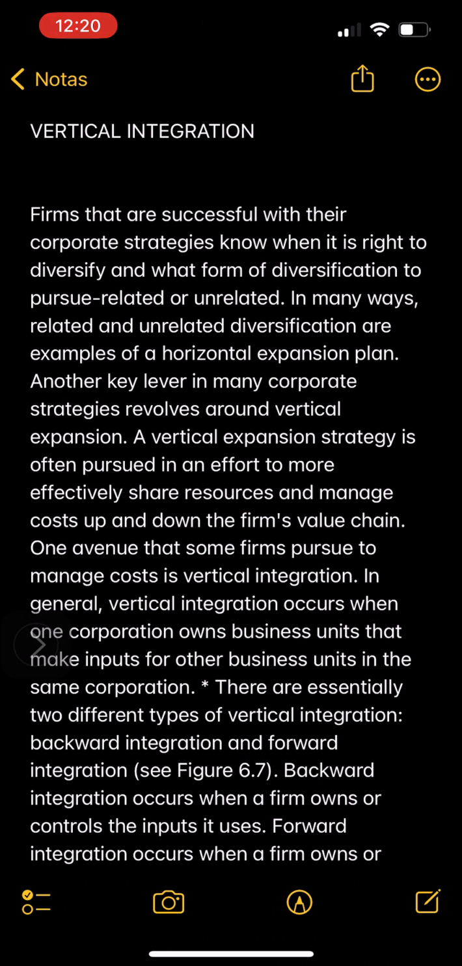One avenue that some firms pursue to manage costs is vertical integration. In general, vertical integration occurs when one corporation owns business units that make inputs for other business units in the same corporation. There are essentially two different types of vertical integration: backward integration and forward integration. See Figure 6.7. Backward integration occurs when a firm owns or controls the inputs it uses. Forward integration occurs when a firm owns or controls the customers or distribution channels for its main products. Let's take a closer look at examples of each type.